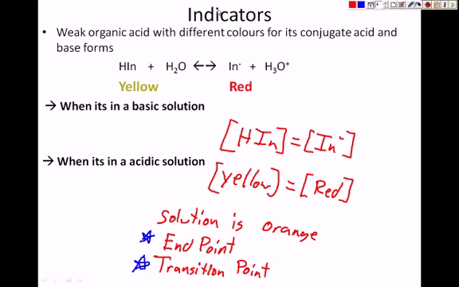That's just when the concentration of HIN is equal to the concentration of IN minus. It does not mean stoichiometric equivalence point. It does not mean it's titrated perfectly, or that it's neutral. It just means the concentration of HIN is equal to IN minus. And how you tell this is it's a mixture of these two colors. Indicators can be many different colors, and we'll look at some different indicators later on.